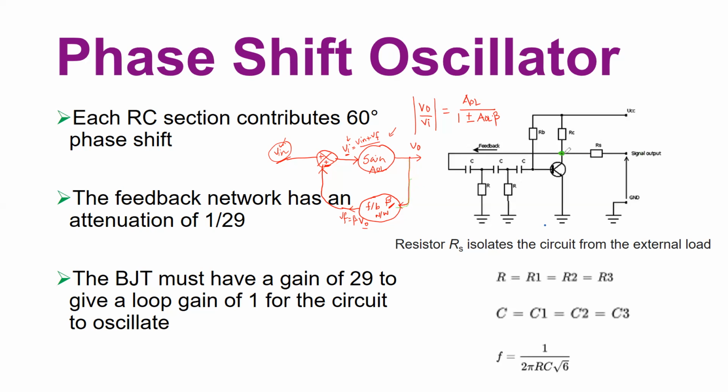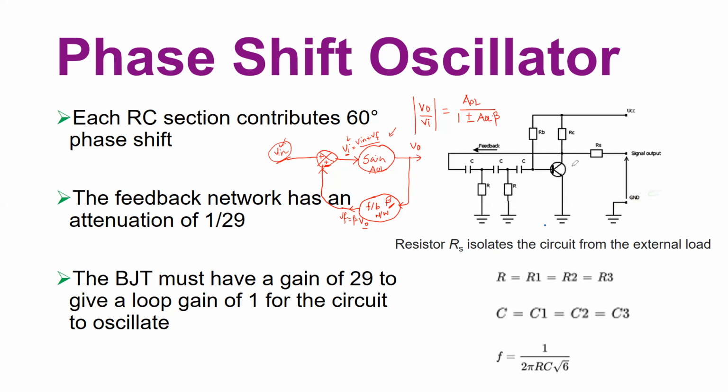Your feedback network consists of a combination of capacitance, resistance, capacitance, resistance, capacitance, resistance. And here you have the input. This resistor RS is used to isolate the circuit from the external load. Here is your load, that you are giving the current.